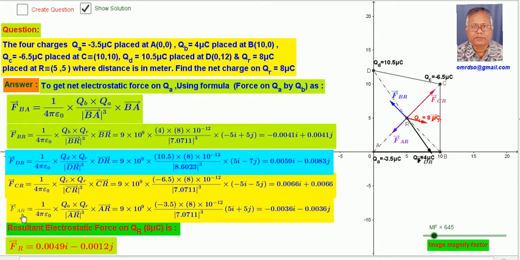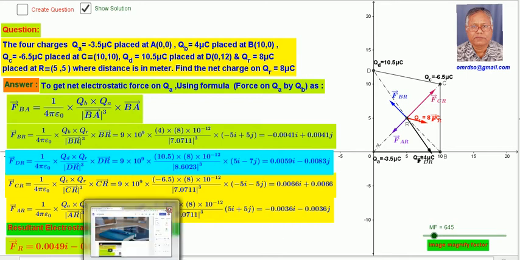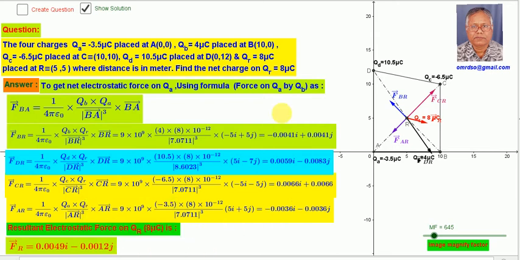Similarly, you can get the value of force on R due to charge placed at A. This gives you the same result using the same formula. In fact, the same thing can be used to find out the force on a given charge due to two charges also, due to one charge also, due to three charges also.